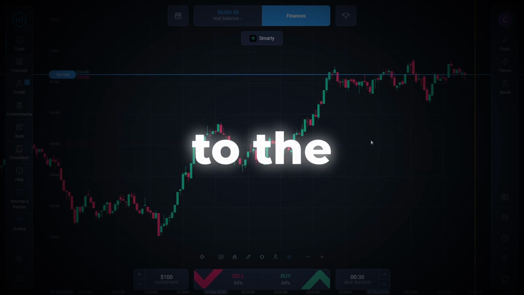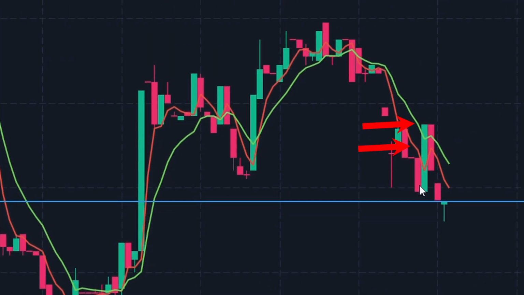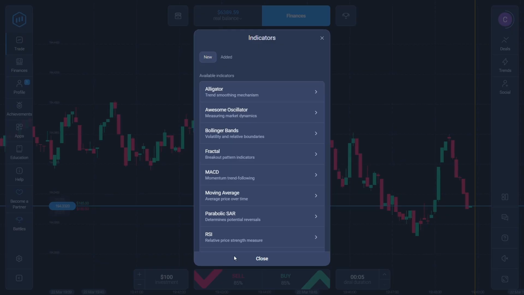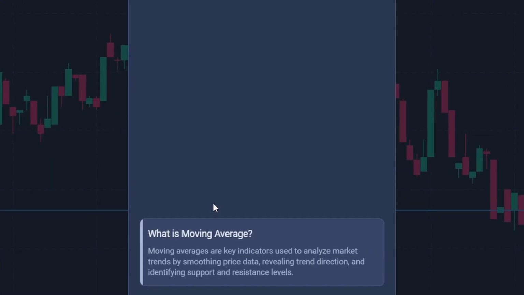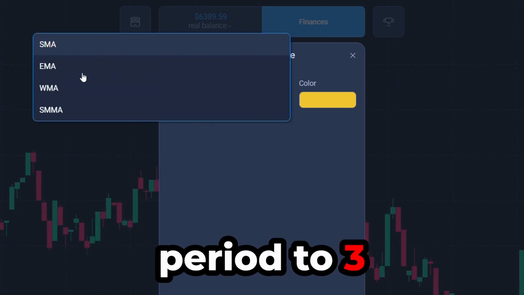Now let's move on to the explanation of the strategy. The main component of this strategy is these two moving average lines. To add these to your market, first go to the Indicators tab in your broker. Then select the Moving Average indicator. Set the type of the moving average to EMA and period to 3.